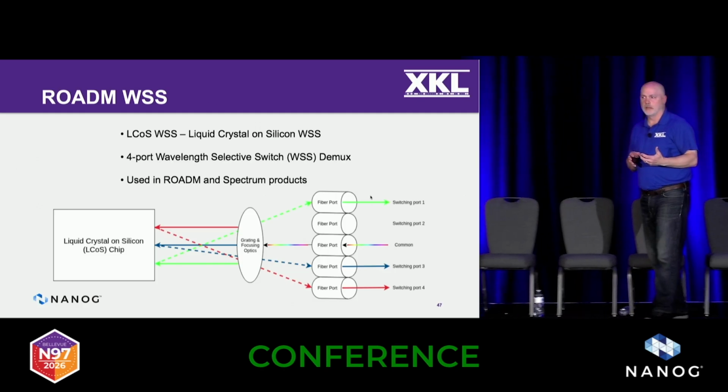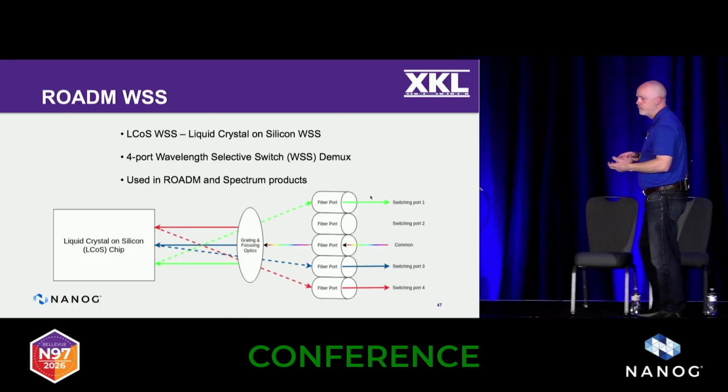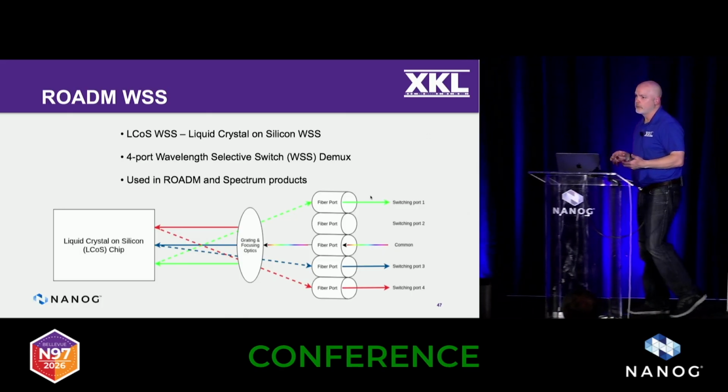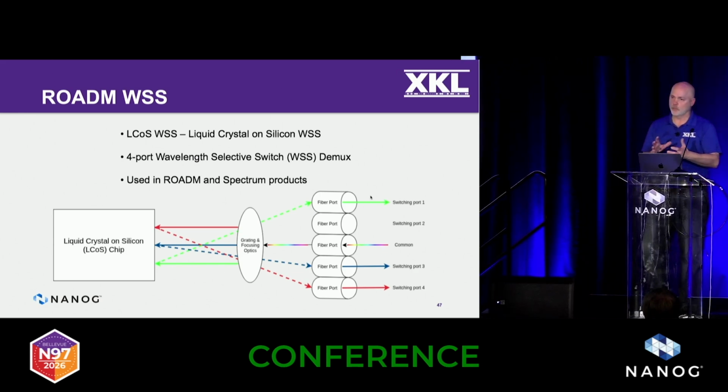And by applying a voltage to the LCOS chip, you're able to adjust the phase and direct where that light is going to go. And you can see in this example here, the dotted line is the result of doing that. So I can adjust the red and have it go out to, say, that port, switching port 4. So this is dynamic, right? So this requires power, but this is the basic capabilities or the basic architecture of your ROADMs using an LCOS WSS. And we're going to talk a little bit more about this in the last chapter.